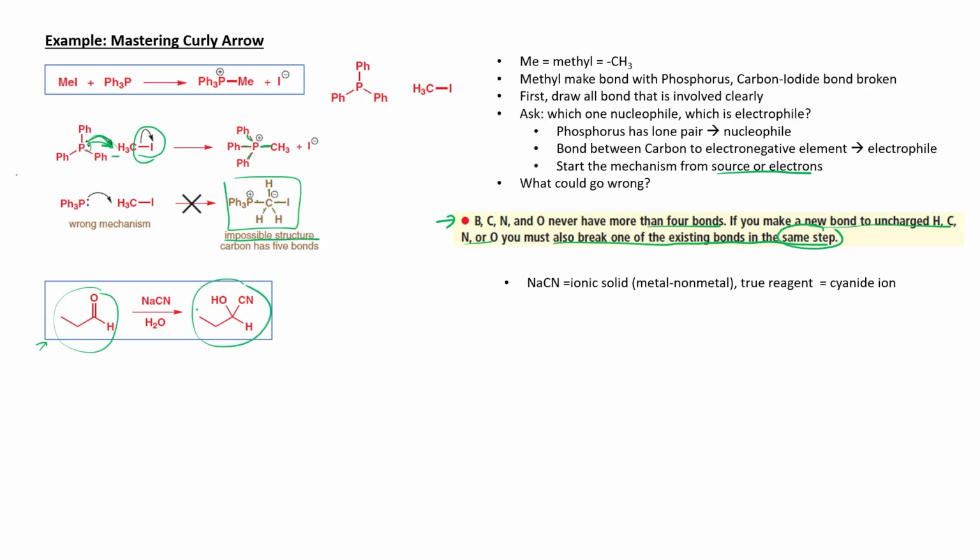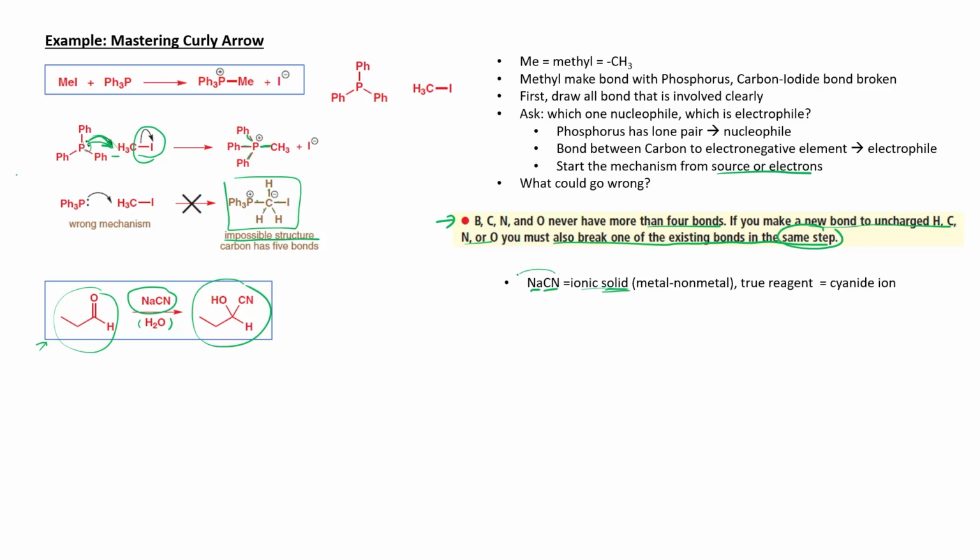This is just the product of it. But what is this thing? Okay, NaCN is an ionic solid. So you can see there are sodium and also the cyanide. So the true reagent here, because it's an ionic solid, remember, when you want to do this reaction, normally you put it in water, you can see there is water there.